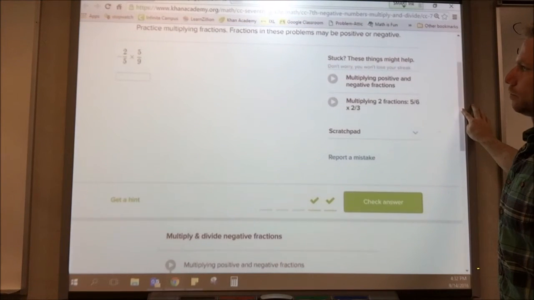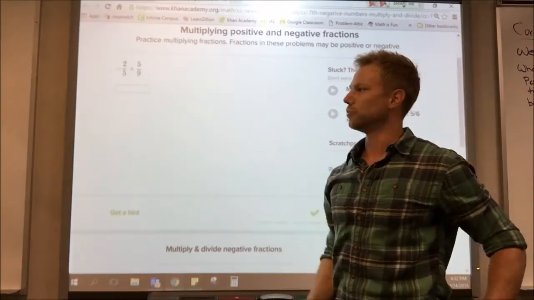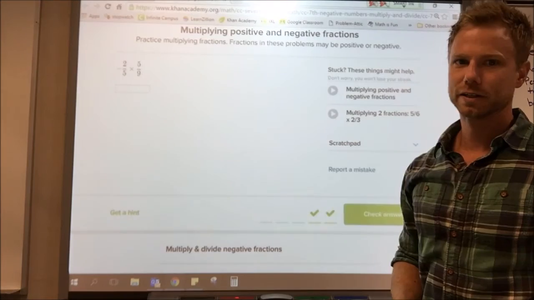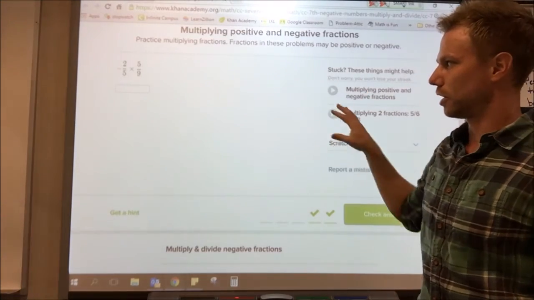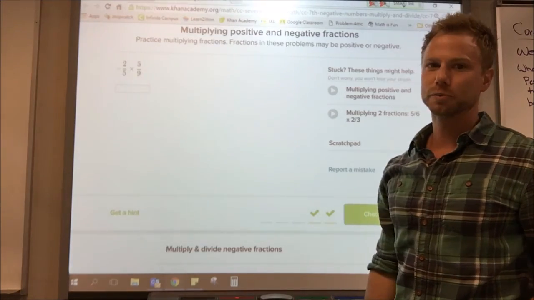All right, multiplying positive and negative fractions. Again, the nice part about these is that we do not need a common denominator. We can just multiply straight across. One thing we should look for is any canceling that we can do before we multiply.